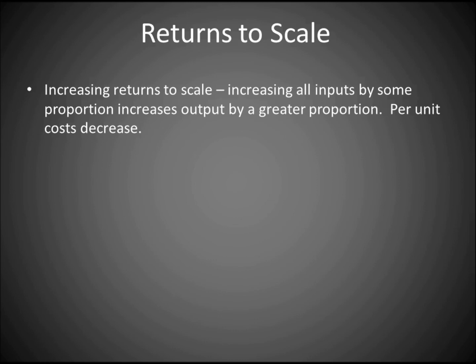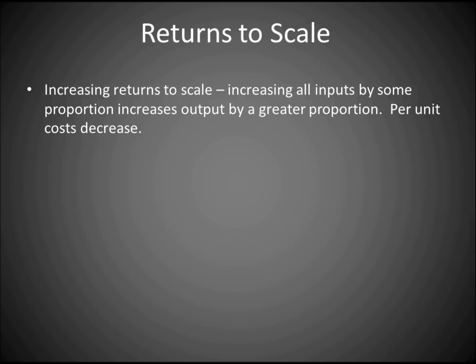So we're in a setting, in the long run, where we can change everything. And suppose we increase all of our inputs by some proportion, let's say 50%. If we have increasing returns to scale, our output will increase by more than 50%, by more than that proportion. So we're talking about increasing our staff size, increasing the natural resources that we use in the production process, and increasing the size of our factory, right? All things that are fixed in the short run are no longer fixed in the long run.